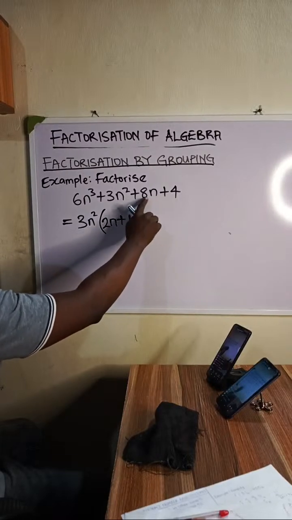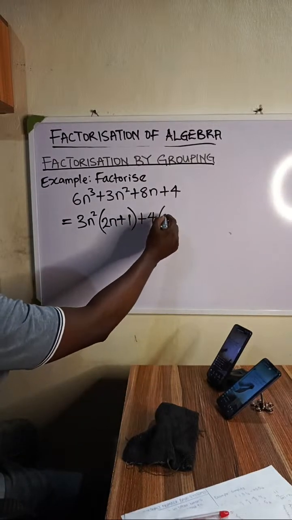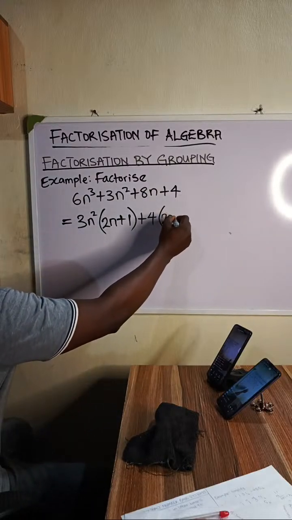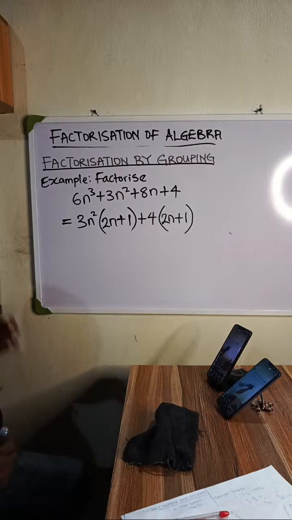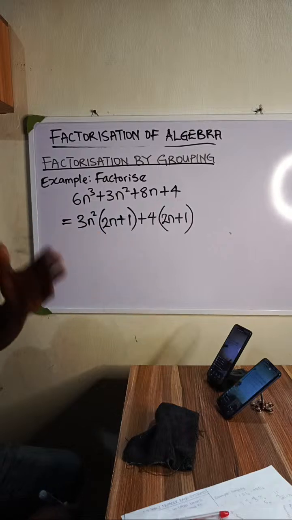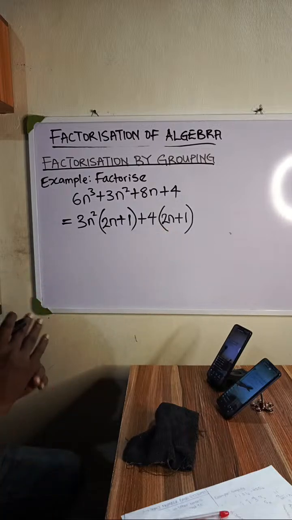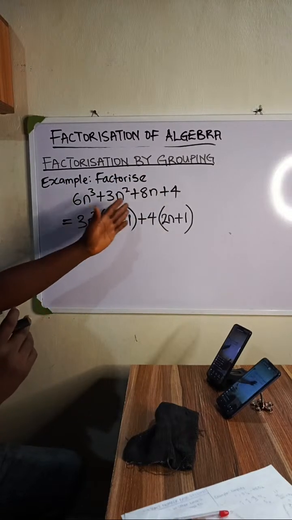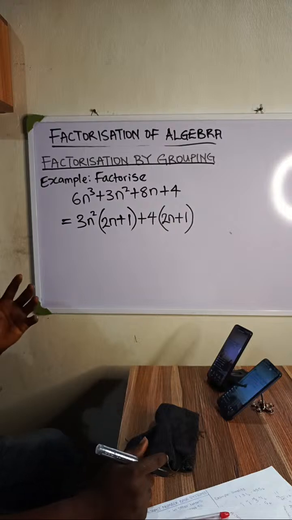Okay, so bring the plus sign down. 8n and plus 4. 8 and 4, what is common is 4. 8 divided by 4 will give us 2. There's no alphabet there, so you bring down n. Plus 4 divided by 4 gives us 1. In order to know that you are on the right track, what is inside this bracket must be the same as what is inside this bracket. If they are not the same, then you need to step back and rearrange, or check the way you factorized. But what is inside these two brackets must be the same at all times.